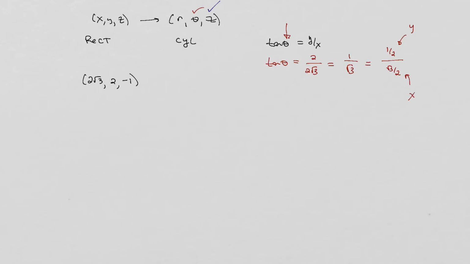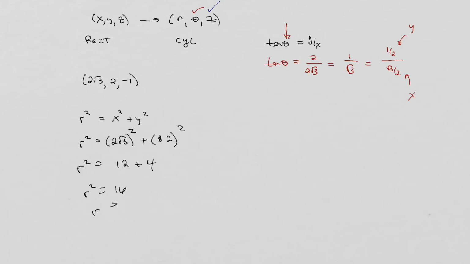And if you recall our equation for r squared, it's just x squared plus y squared. So in this case, x is 2 times the square root of 3, y is 2. So if we square both of those, we'll get r squared equals 4 times 3 is 12, 2 times 2 is 4. So you get r squared equals 16. So r gives me plus or minus 4, but since we're in that first quadrant, let's use 4.